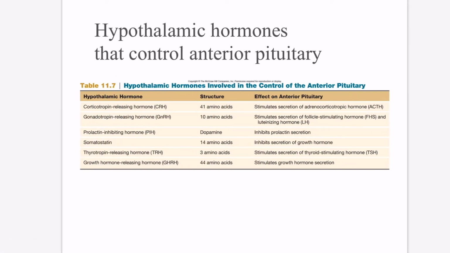So don't worry about remembering these names. The main idea here is that you understand that really what controls the anterior pituitary is the hypothalamus. And so it's actually wrong to call the anterior pituitary the master endocrine organ. It's almost like we should call the hypothalamus the master endocrine organ, even though it is a neural structure.